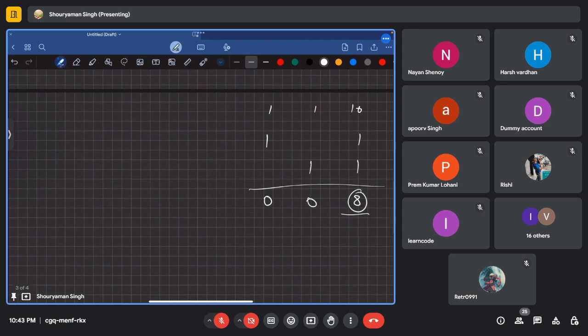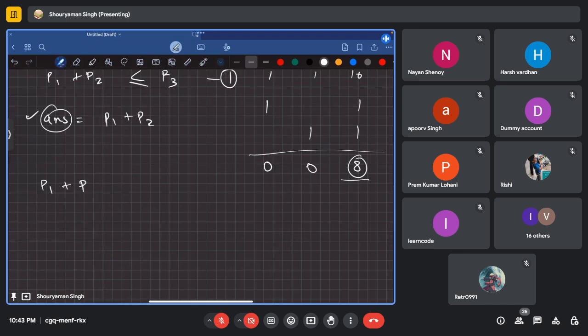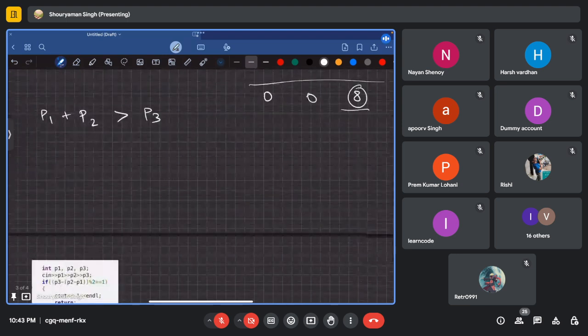So if P1 plus P2 is less than P3, can I say that the answer will be equal to P1 plus P2, or the total number of draws? That is my answer. Total number of draws will be my answer, and the rest will be wins. I don't care much. In fact, I can even say equal to it. This is one case. Now, what would happen if P1 plus P2 is greater than P3? Now comes the tricky part.